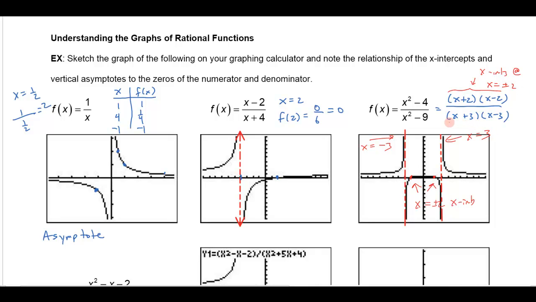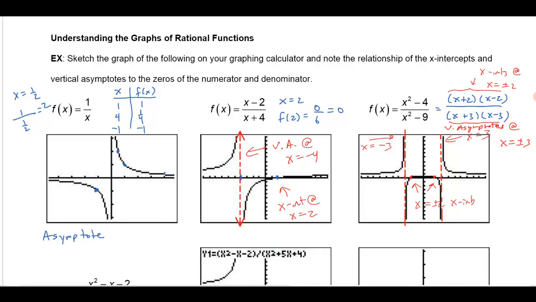And then down in the denominator here, I've got a vertical asymptote at x equals plus or minus 3. Okay? All right, so in general, whatever makes the numerator 0 is going to be an x-intercept, and in general, whatever makes the denominator 0 is going to be a vertical asymptote. So we got a vertical asymptote here at x equals negative 4, and an x-intercept at x equals 2.